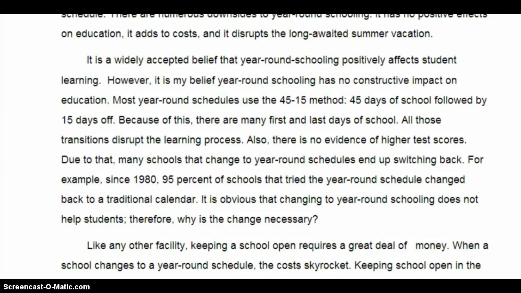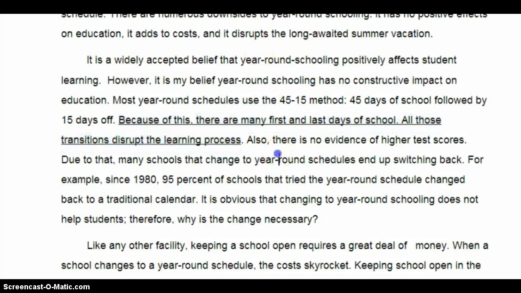Now, in an earlier activity, you have already traced the reasons and the evidence. So I want to go over that just very quickly in this paragraph with you. So first of all, the first reason in this paragraph is that there are many first and last days of school, and these many transitions interrupt the learning process, and you were to underline that reason.